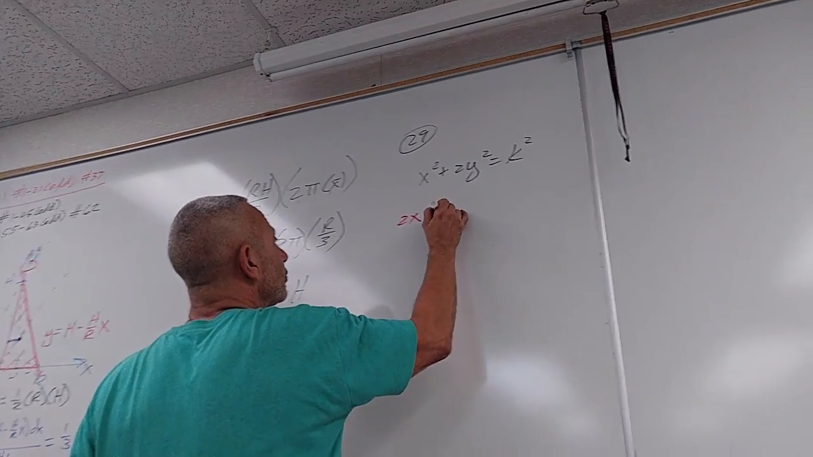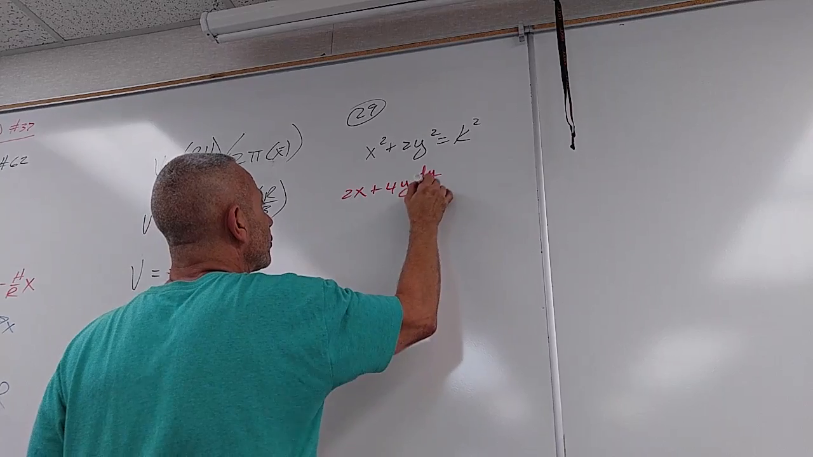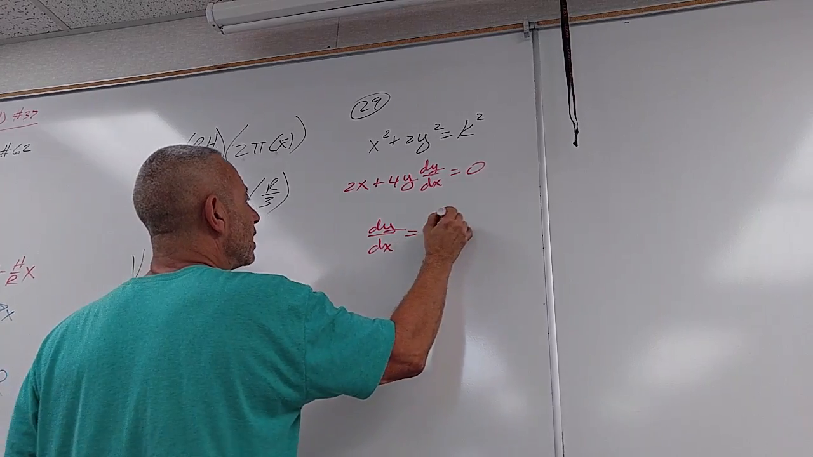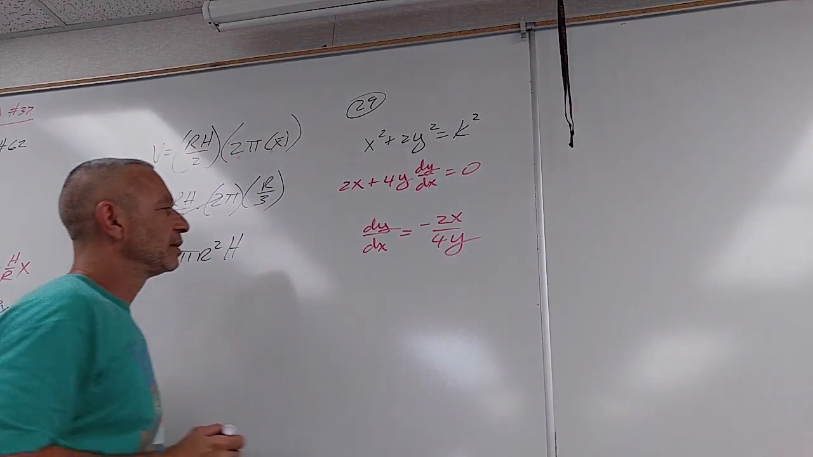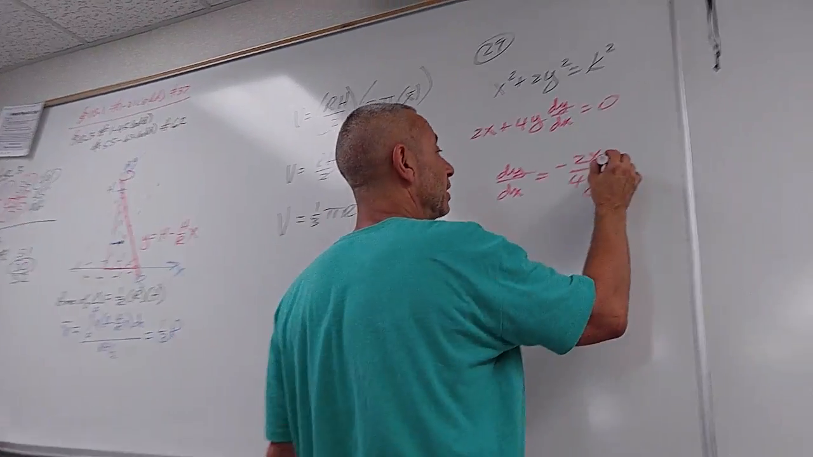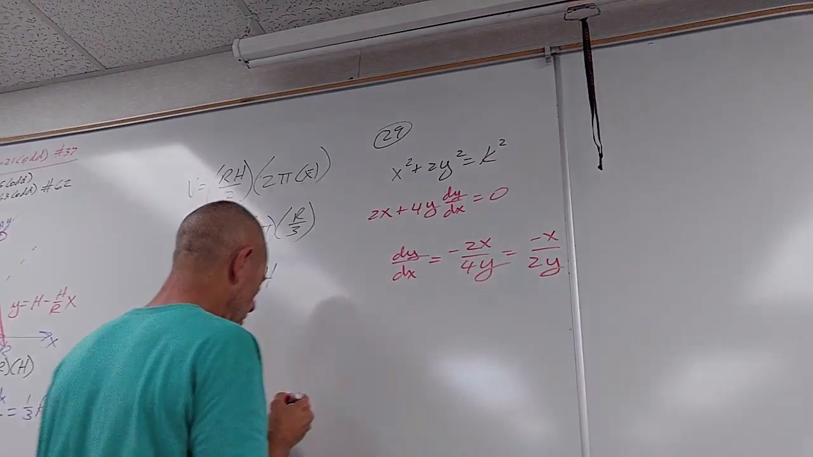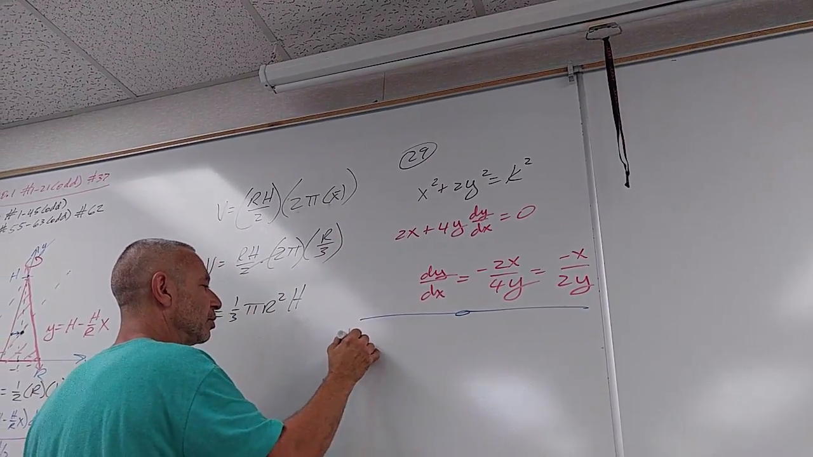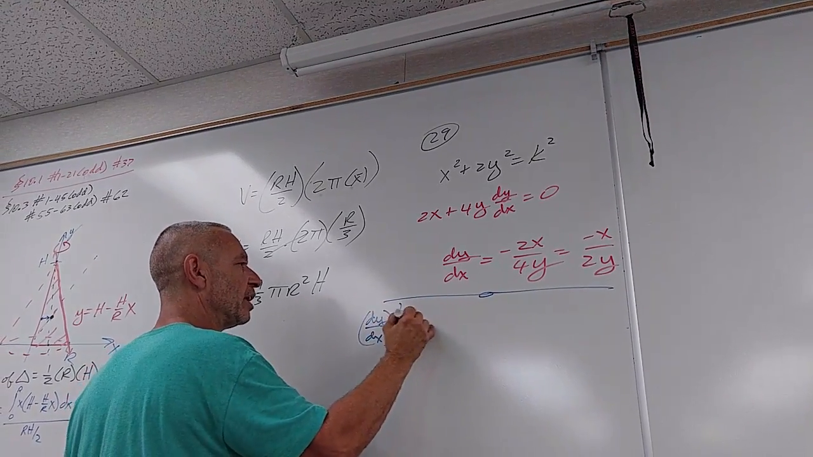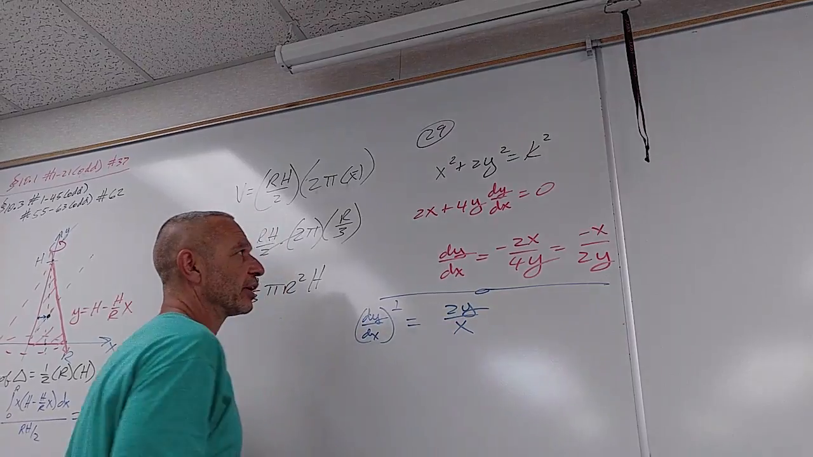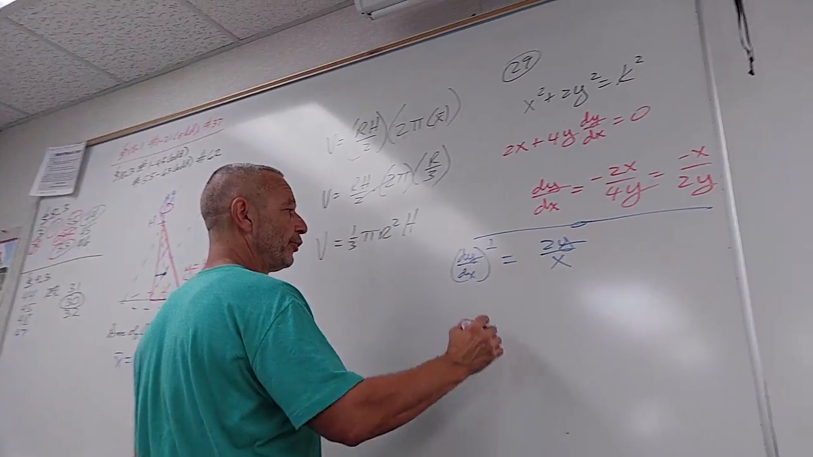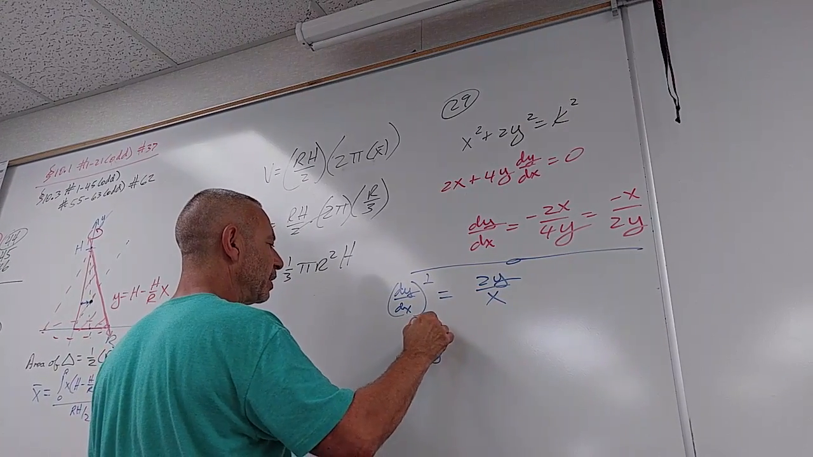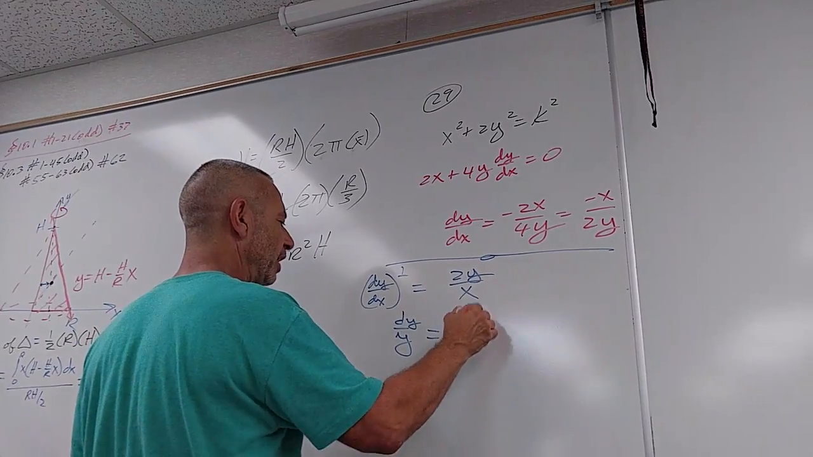So 2x plus 4y dy/dx equals 0. So dy/dx is minus 2x over 4y. Or how about minus x over 2y? So for the orthogonal family, we're going to do the negative reciprocal, so 2y over x. So 1 over y dy is equal to 2 over x dx.